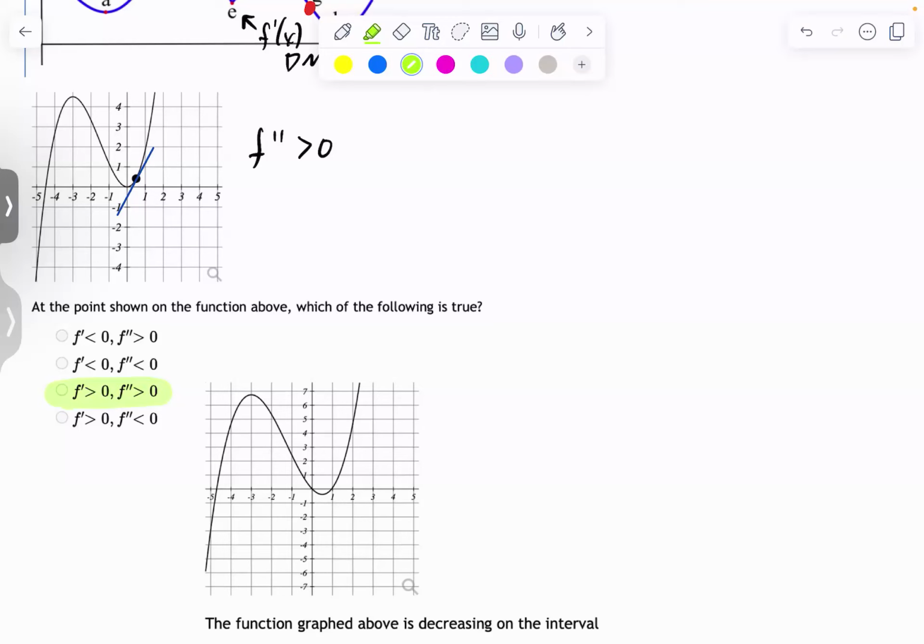Slope of the tangent line is positive. So that means the first derivative is positive. And it's concave up, which means the second derivative is also positive.